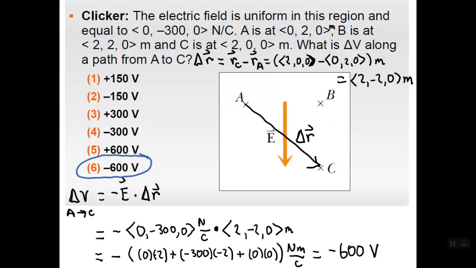For practice, you should try other paths. For example, try delta V for a path from location B to location C. You should find delta V from B to C is also minus 600 volts. Or try also finding delta V from location A to location B. You should find that the change in electric potential from A to B is 0.